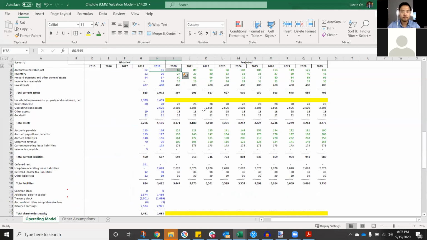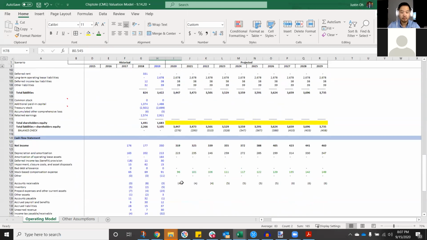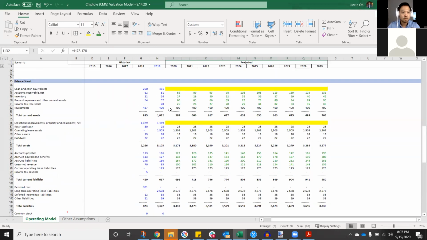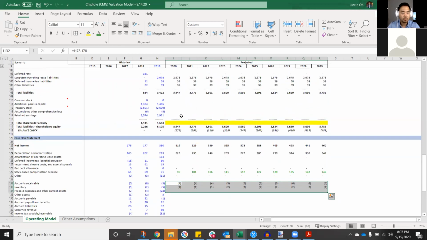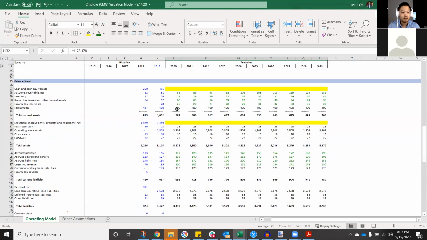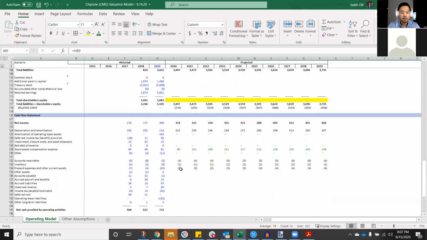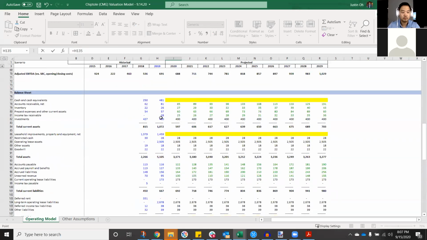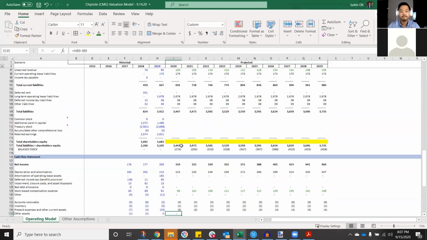Inventory is the next one, so we can just copy that down. Prepaid expenses, this is the next one down. Other assets is right here, and so we want to go equals other assets last year minus this year.